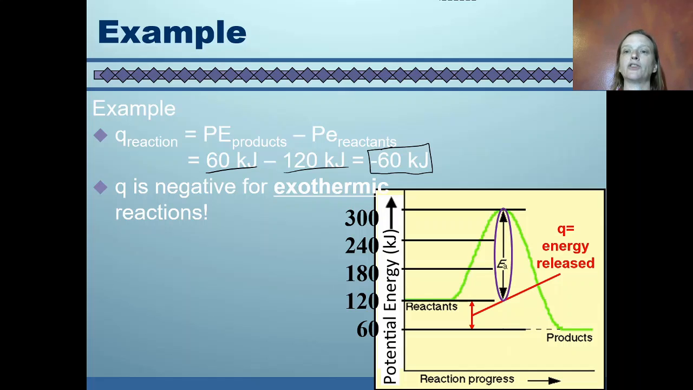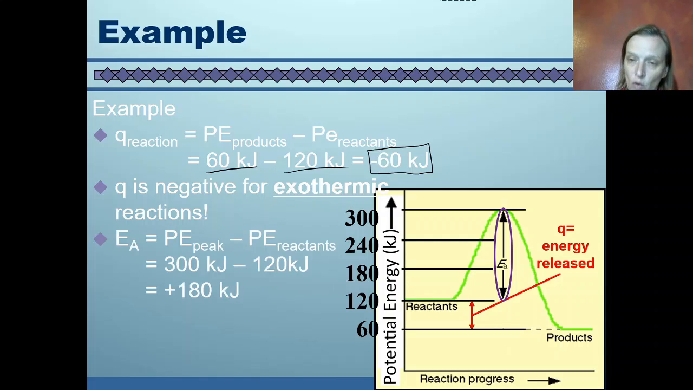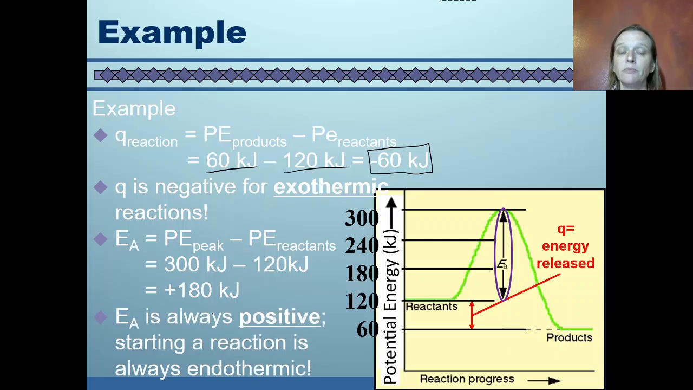Okay, how about another calculation here? How do we calculate activation energy? We need to know the value at the peak of the hill, which is 300, minus the energy at the start of the reaction, which is 120. 300 minus 120 kilojoules is 180 kilojoules. Notice that this is a positive value. Activation energy is always positive because starting a reaction is always an endothermic process. You always have to put a little bit of energy in to get a chemical reaction started.